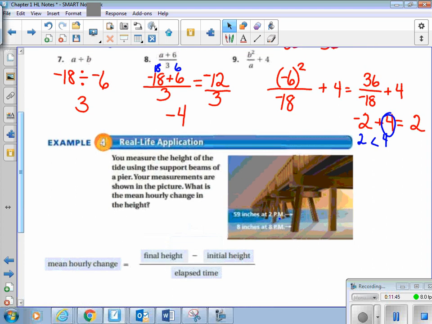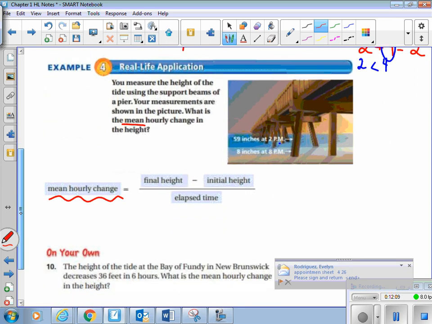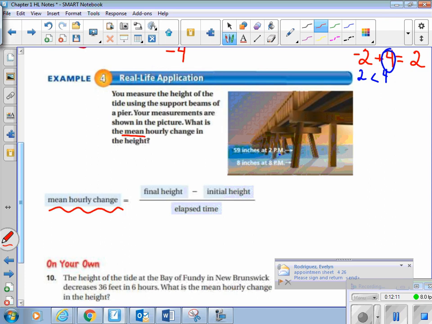You measure the height of the tide using the support beams of a pier. Your measurements are shown in the picture. What is the mean hourly change in the height? So let's review what we mean by the mean. When you're finding the mean of something, you're averaging it out. So they actually give you what they want you to do to find that mean hourly change. They want you to take the final height minus the initial height divided by your elapsed time. And elapsed time just means how many hours went by.